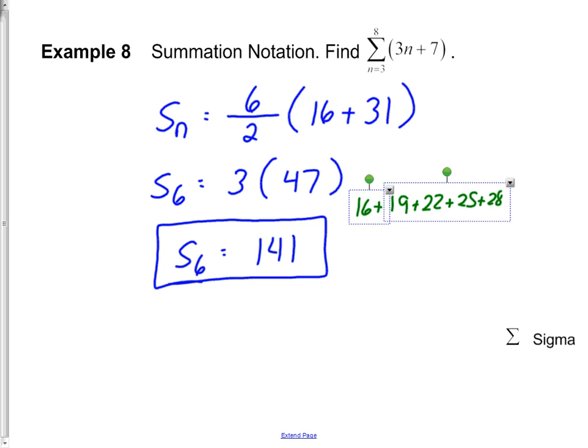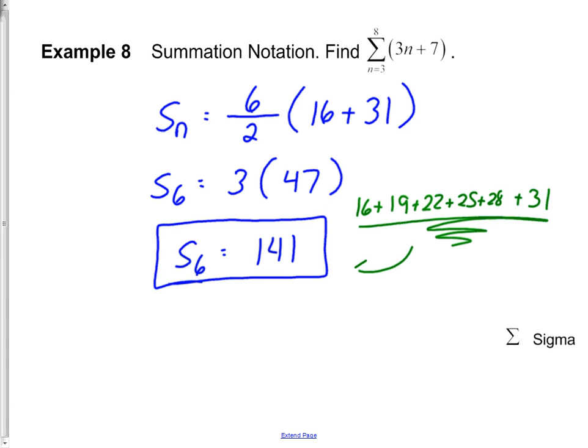So let me take this, bring it over here, and then 31. So those were the 6 terms in my arithmetic series. So if I add those up, what do you end up with? You're going to end up with 141. So that shows you how the formula relates to the actual series. Okay? And that will conclude the notes for section 11.2, arithmetic sequences and series.